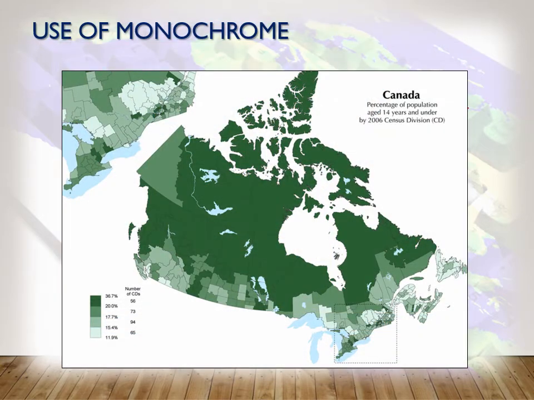This is an example of using different shades of one color, or at least colors that are very similar to each other. So this is showing you the number of census divisions. Actually, if you read the description, it is percentage of population age 14 years and under. And if you look at the percentages here, the higher percentages are darker and the lower percentages are lighter in color, which makes sense to a person trying to understand this a little bit better.